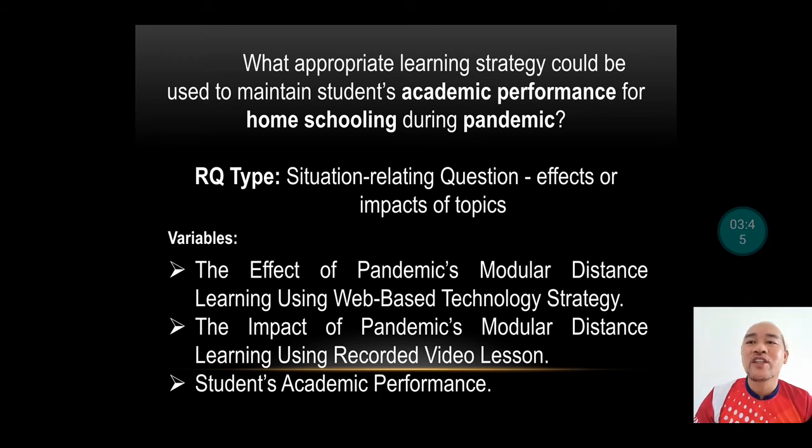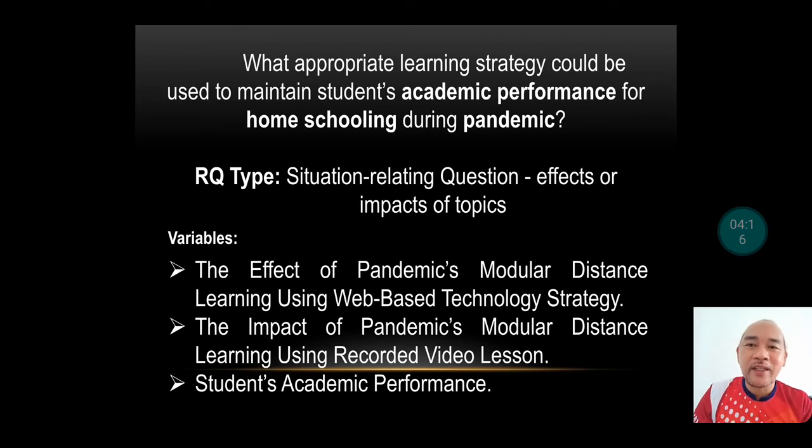So going back to your RQ, for example, the example that I gave you before: what appropriate learning strategy could be used to maintain students' academic performance for homeschooling during pandemic. And we consider this RQ type as a situation relating question. Meaning to say, we want to define the effects, the variable, meaning, what are the variables that we want to extract from this RQ. So it could be something about the effect, or it could be something about the impacts.